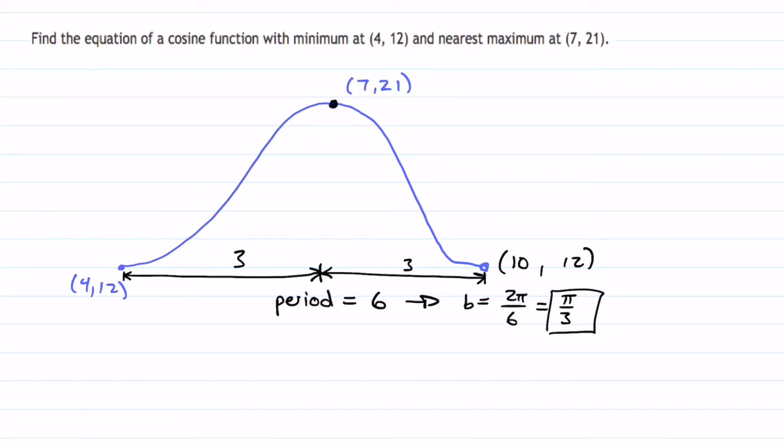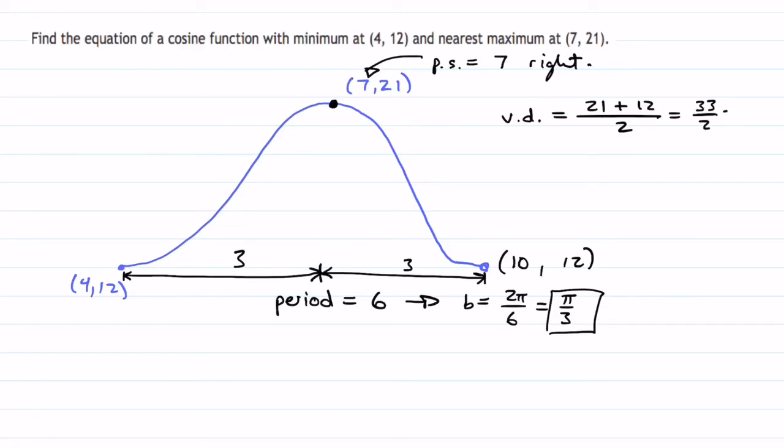I can also use that maximum as my phase shift. I can say this is a cosine curve which starts at a maximum, so the phase shift is 7 to the right because that's a positive 7. To figure out the vertical displacement, I'm just going to use the formula, maximum plus minimum divided by 2. So it's (21 + 12) divided by 2, which is 33 over 2, which reduces down to 16.5. To find the amplitude, it's maximum minus minimum divided by 2. So 21 minus 12 is 9, over 2 is 4.5.